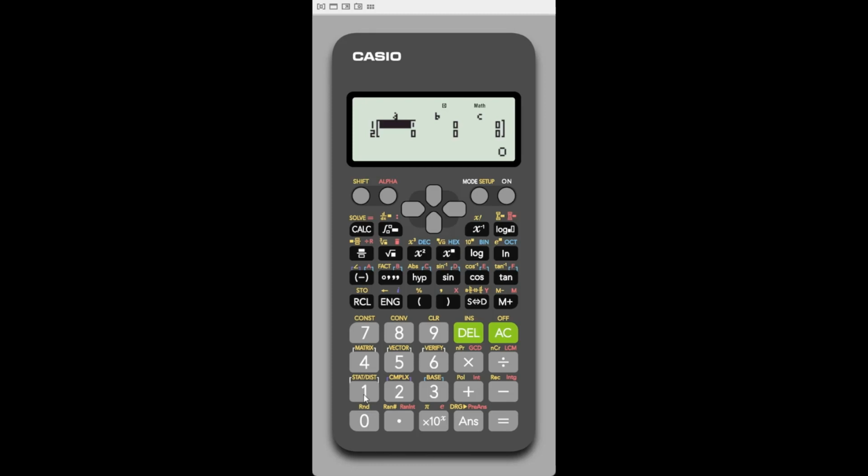So let us give the values as 1x plus 2y is equal to 5. Similarly, 2x plus 2y is equal to 3. So we have entered the values accordingly: ax plus by is equal to c for equation 1 and ax plus by is equal to c for equation 2.